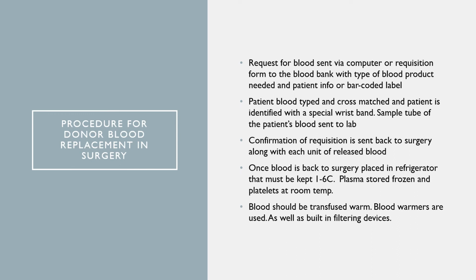All right, so the procedure for donor blood replacement and surgery, the way that's going to go is once our surgeon realizes the need for blood, the request for blood is sent via the computer or a requisition form to the blood bank. It's going to include the type of blood product that's needed and all of the patient info along with a barcoded label that is linked specifically to that patient. So that will have the patient's blood type, their birth date, all of their identification factors. The patient blood is typed and crossmatched, and the patient is identified with a special wristband. A sample tube of the patient's blood is sent to the lab so that they can get that type and cross.